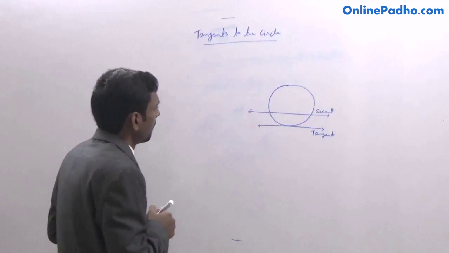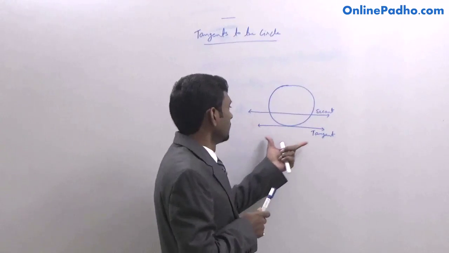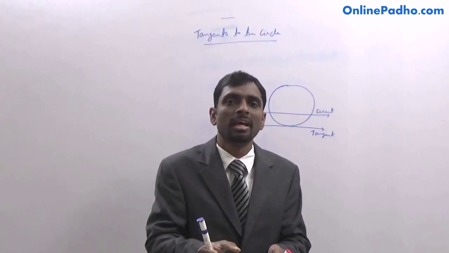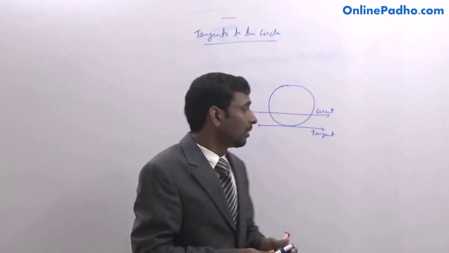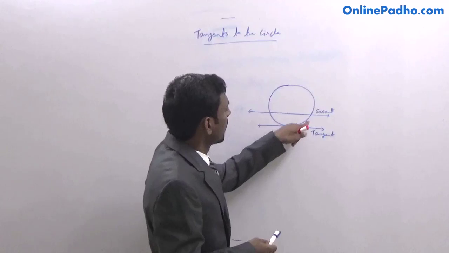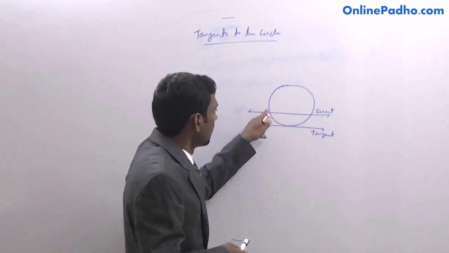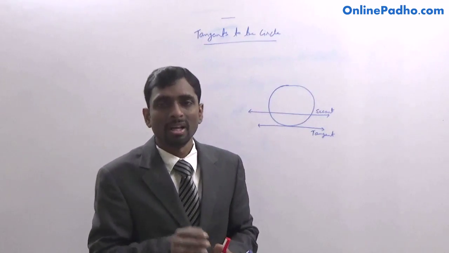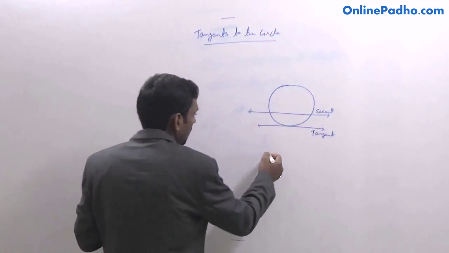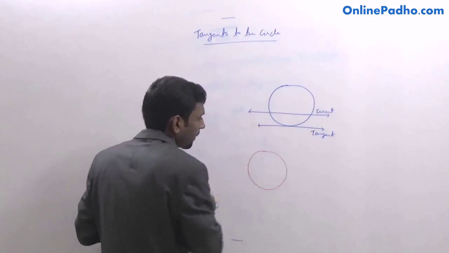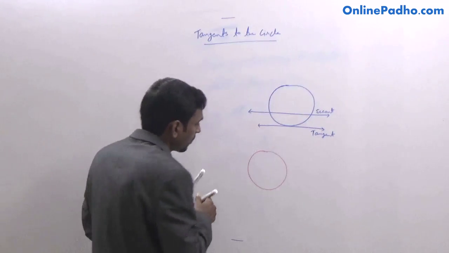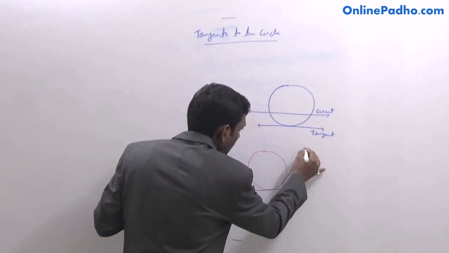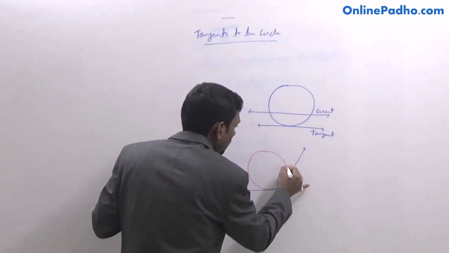Now let's see. If we discuss the tangent, we can say in a circle we can draw infinite tangents, because on the circumference we have infinite points. So from every point we can draw a tangent. For example, if we have this circle and we need to draw a tangent, how can we draw? From this point we can draw a tangent. From this point we can draw another tangent. From every point we can draw a tangent.